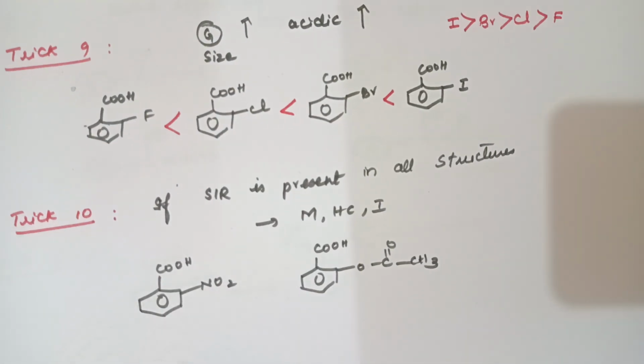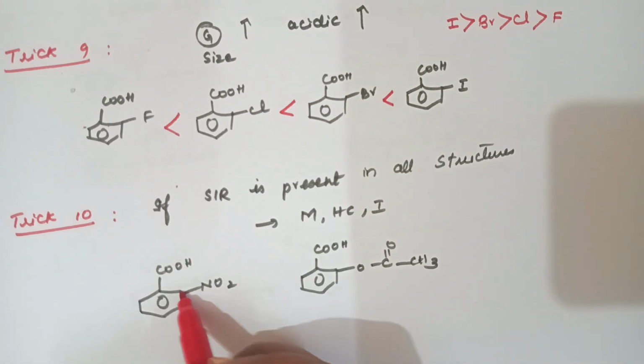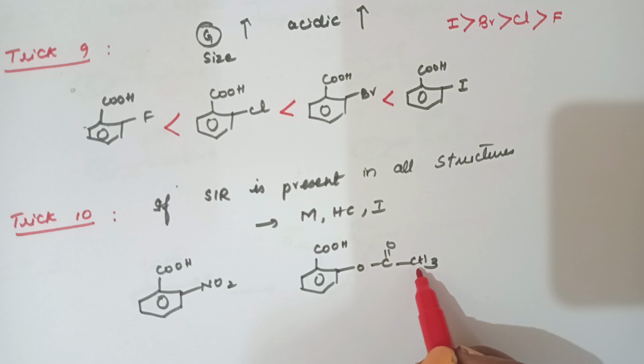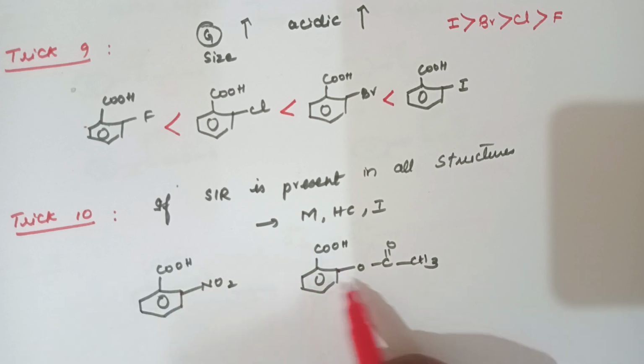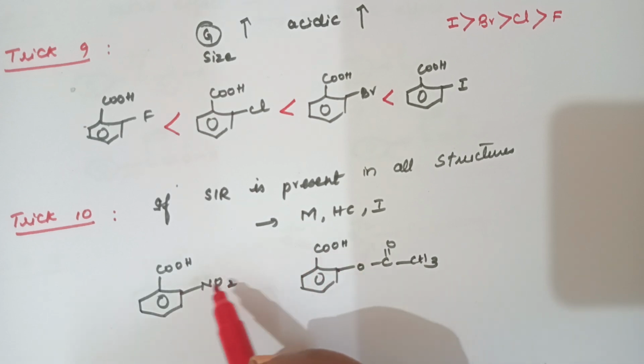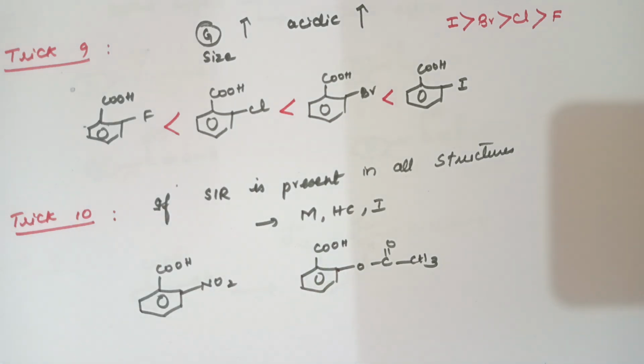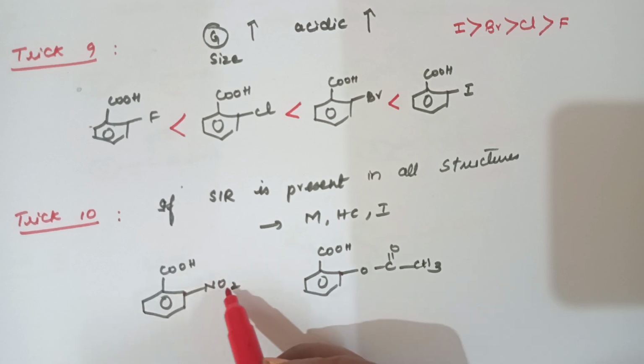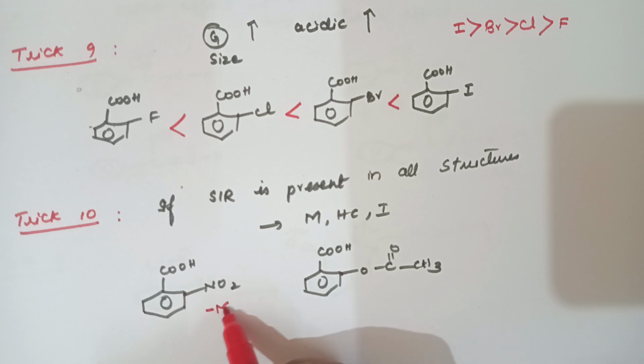So in these two acids, you can see at the ortho position NO2 group is present, and at the ortho position OCOCH3 is present. So both are showing ortho effect. When both are showing ortho effect, next what we have to do is consider these three effects. So here in NO2, N has a double bond with oxygen. Therefore, this will be showing minus M effect. Between carbon and nitrogen, nitrogen is more electronegative. Therefore, it will show minus I effect.